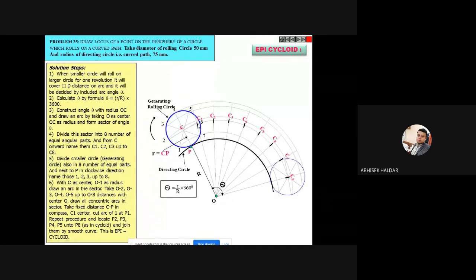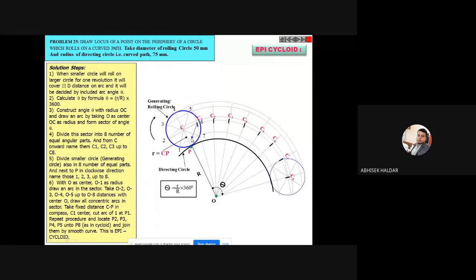Place your compass at the first C point, that means C1. Cut the first arc line. Which is the first arc line? The arc that is coming from point 1. See this part, I have to cut over here. That means I will get this intersection point.